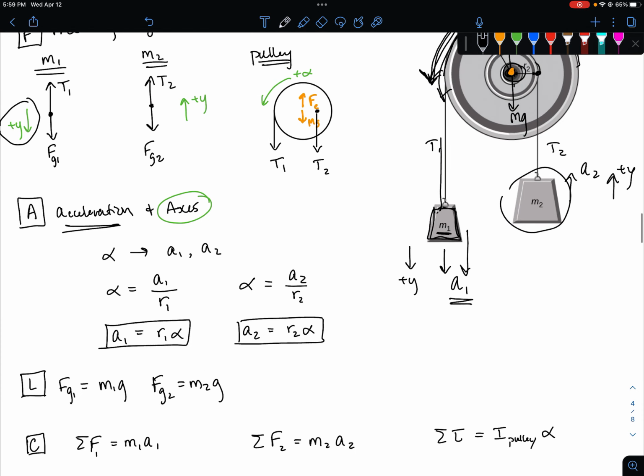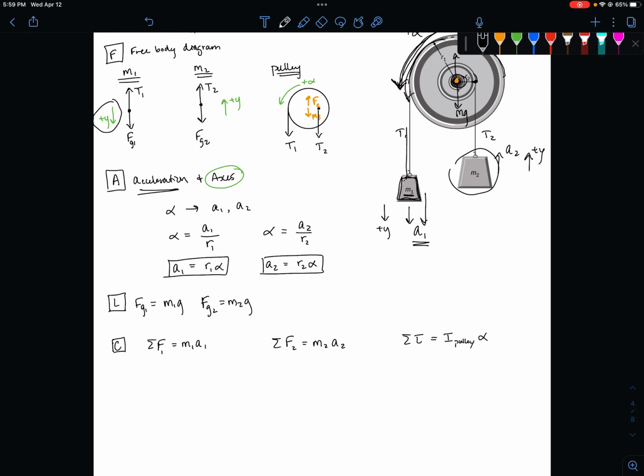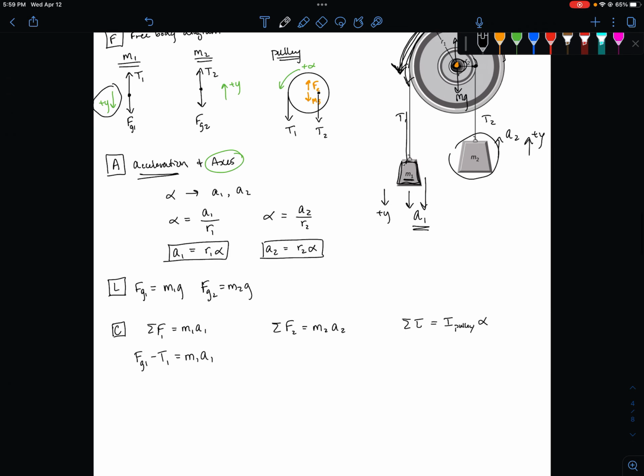So for m1, we come back up here and look at our free body diagram and the way that our y-axis is pointing. It's pointing down, so the equation is going to be Fg1 minus T1 equals m1a1. And we can substitute in a couple of things now. Fg1 we said was m1g, and a1 is equal to r1 alpha. So that's one of our equations.